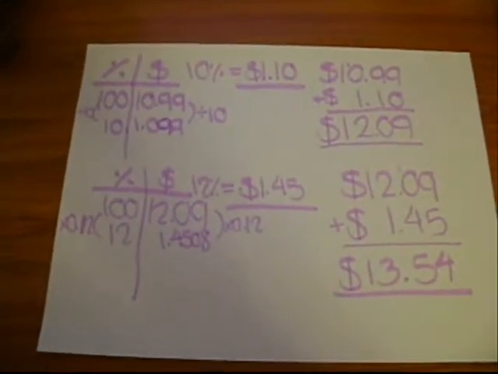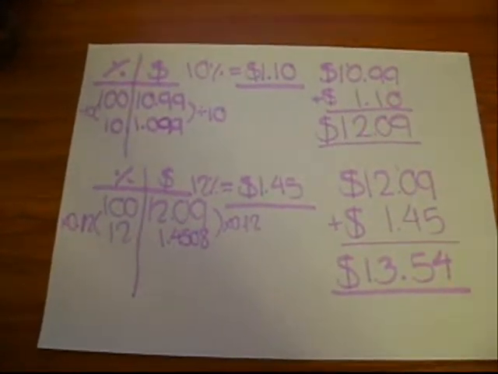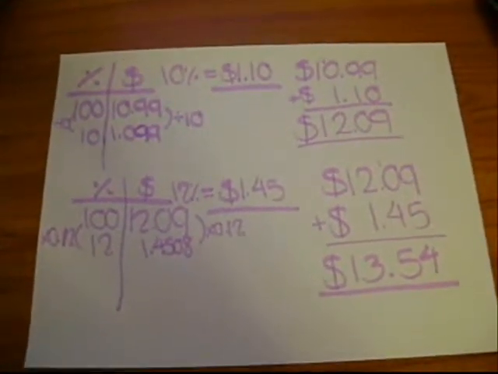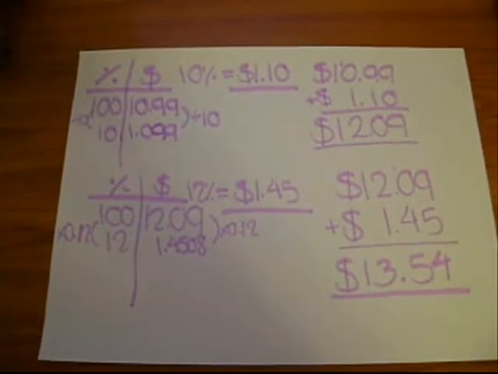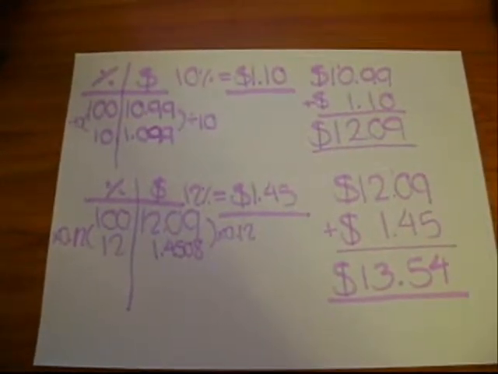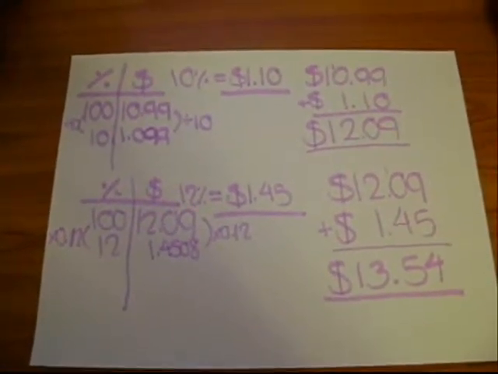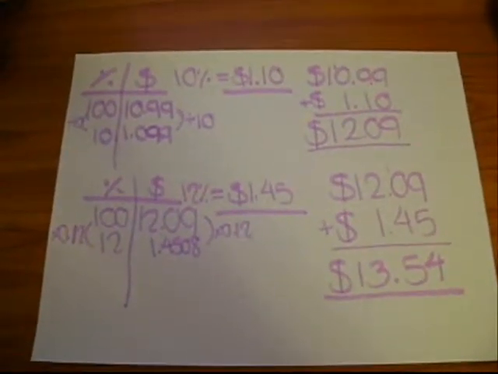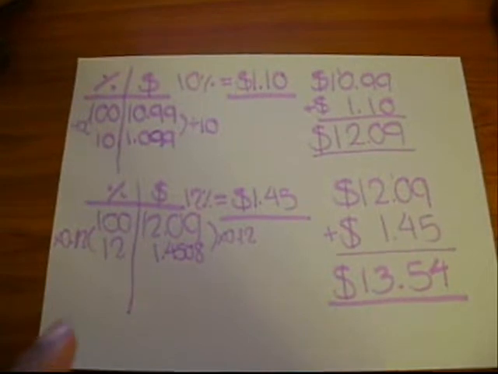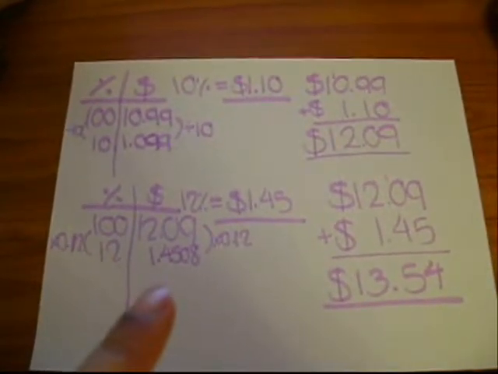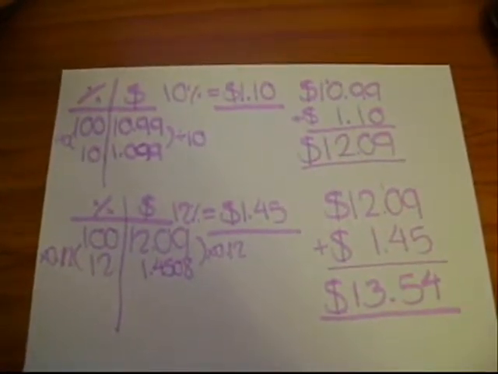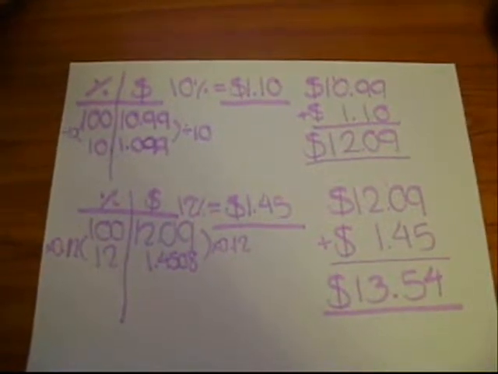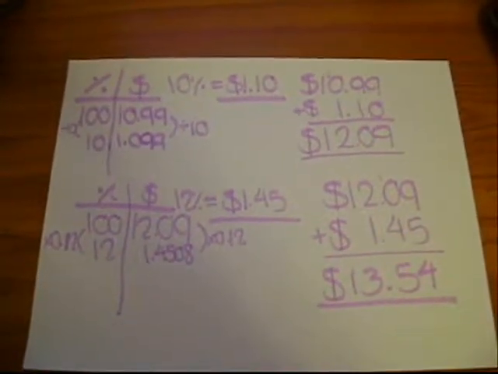Then after, you have to find 12% for tax. To find 12% of $12.09, you have to multiply by 0.12 and you get 1.4508, which you have to round to $1.45.